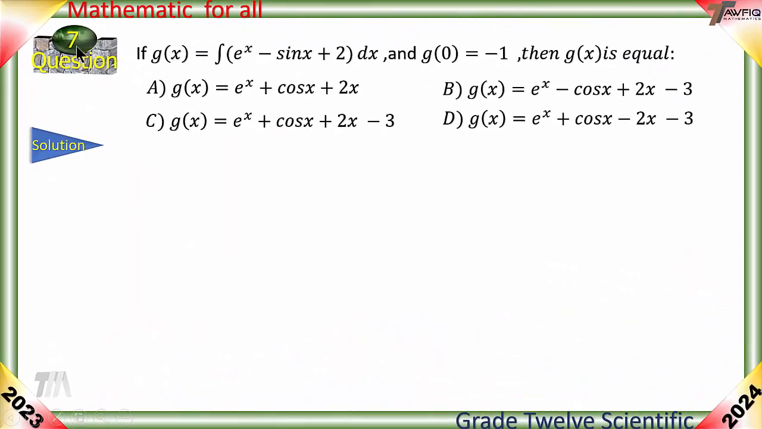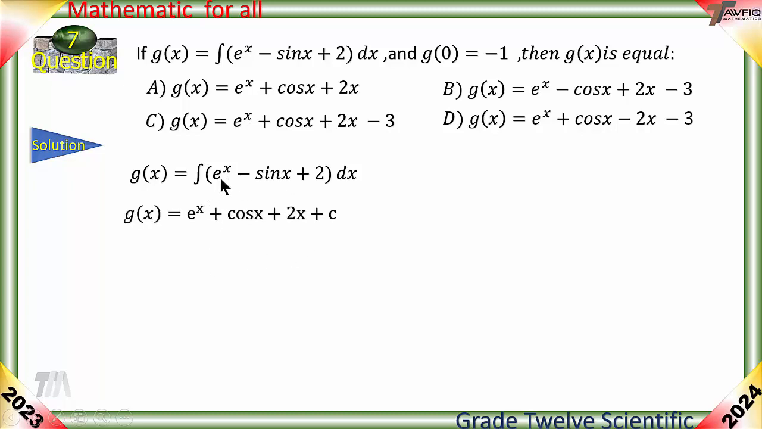Question number 7. If g'(x) is the square root of e to the power x minus sine x plus 2 dx, and g of 0 is minus 1, then g(x) is equal to? First of all, we must take the integration of e to the power x minus sine x plus 2. It becomes the integration of e to the power x, which is e to the power x, minus the integration of sine, which is minus cosine, so it becomes plus cosine x.